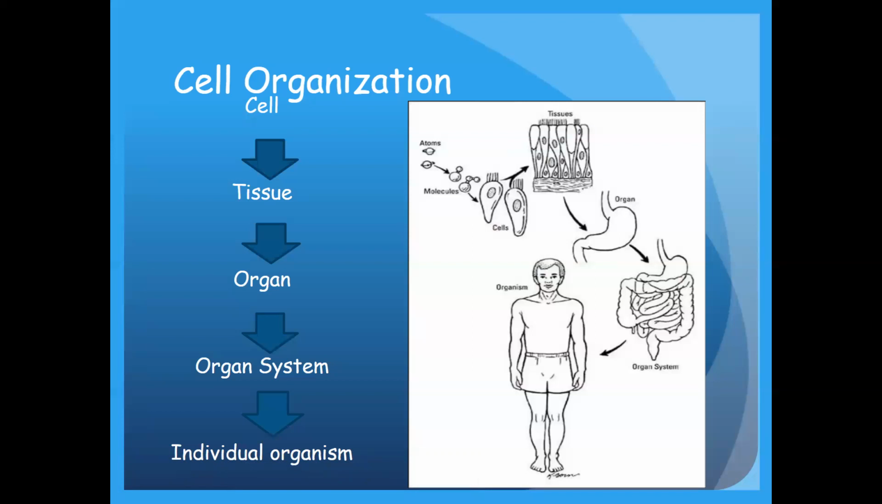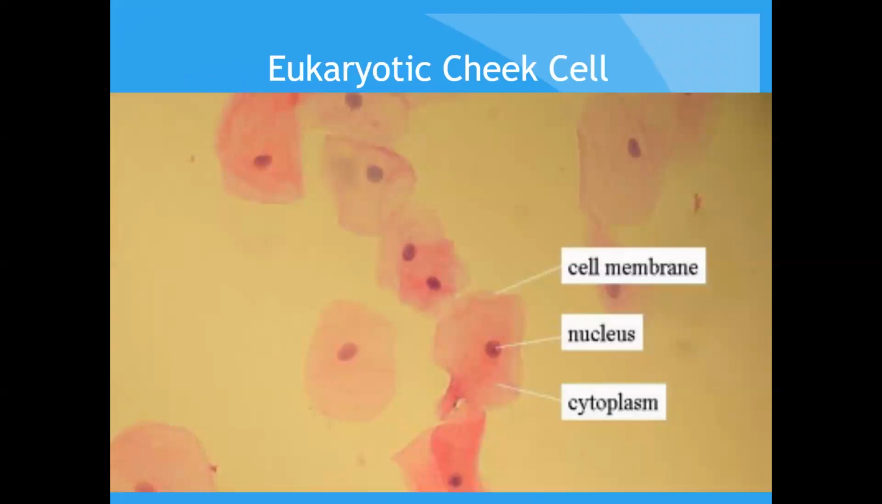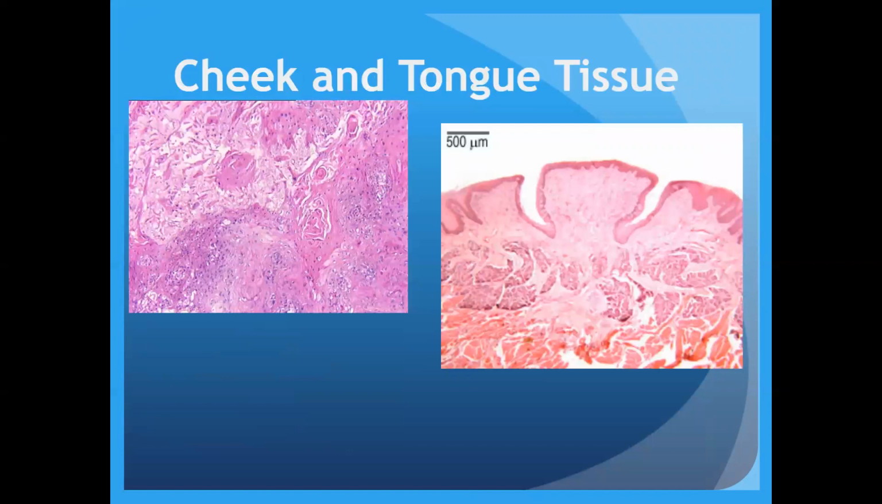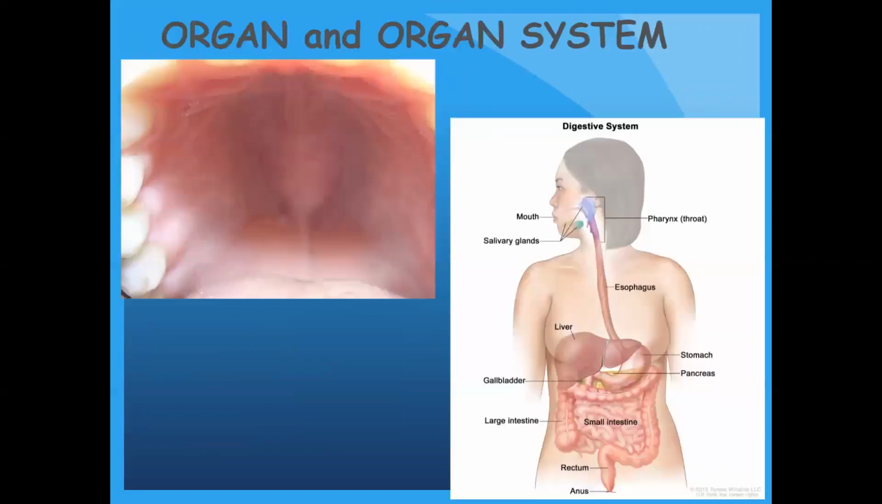So then our cells come together to make tissues, tissues come together to make organs, and organ systems come together to make an individual organism. So here's a eukaryotic cheek cell, just a cell from inside your cheek. Multiple cheek cells come together to make your cheek tissue, and multiple tongue cells come together to make your tongue tissue. And your tongue tissue is, guess what, a part of your mouth. Your mouth is an organ, and your mouth is a part of maybe the digestive system.